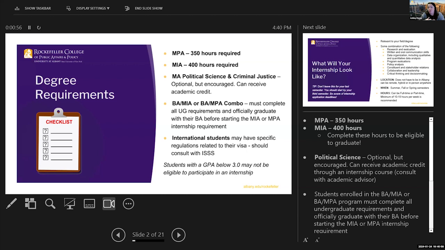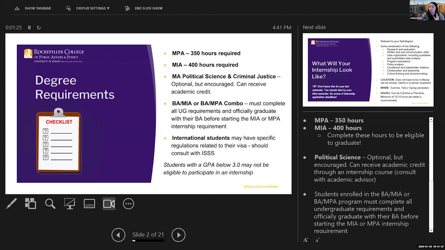MA students, Masters of Arts students, whether it's political science or criminal justice, this is more optional, but it is strongly encouraged. And you can receive academic credit for this process as well. So that's usually completed by connecting with your faculty and finding an affiliated course or opportunity for you to receive that credit. For combined students, whether it's the BA/MIA or the BA/MPA combo, it's important.